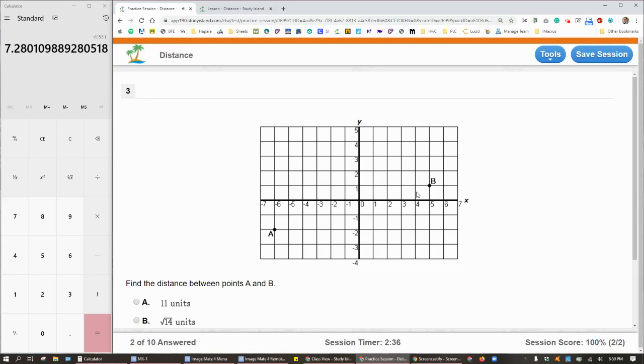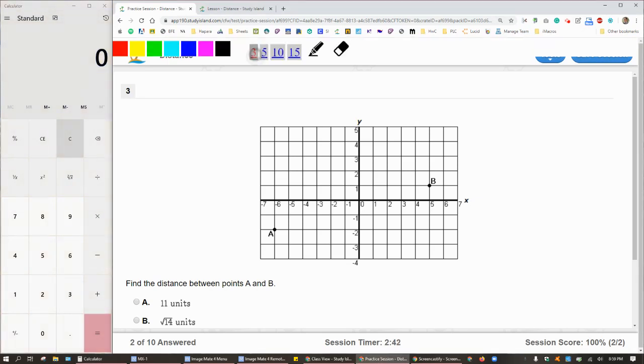Next one, from A to B. What do we got? How far is it? You can just count. You don't have to draw it, but I like to. So here we go. I'm going to draw a vertical line and a horizontal line between them, from B to A. And then from A to B. And there's my triangle. So there it is. 1, 2, 3. And then all the way from -6 to +5 is 11, isn't it? So here we go. This looks familiar.